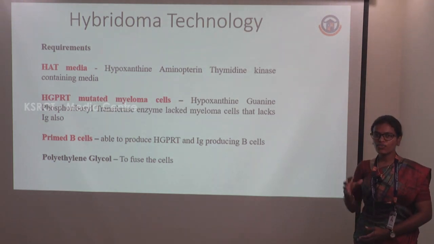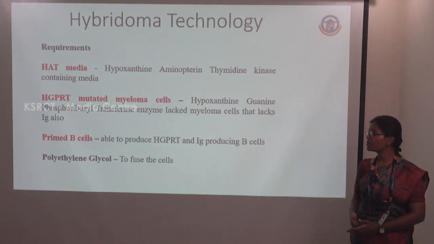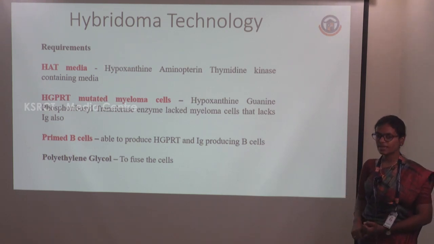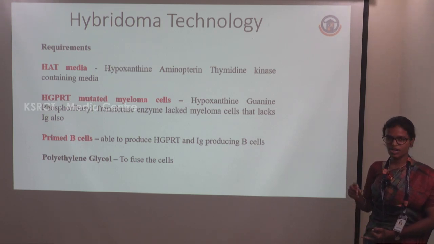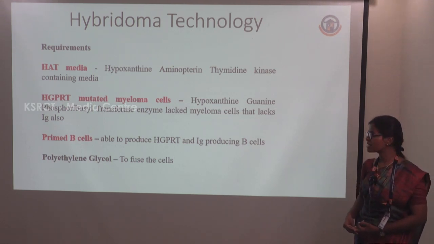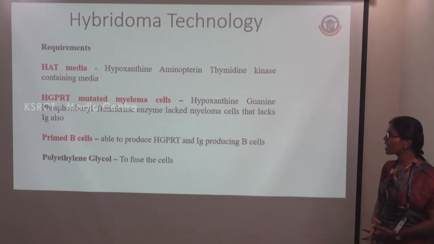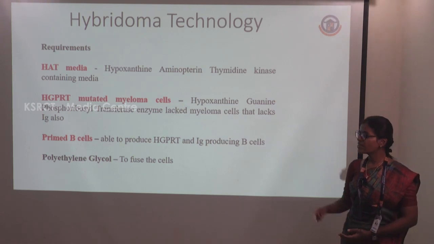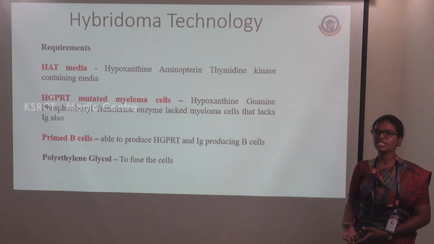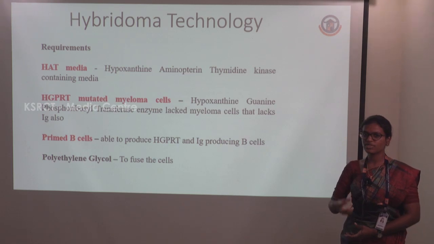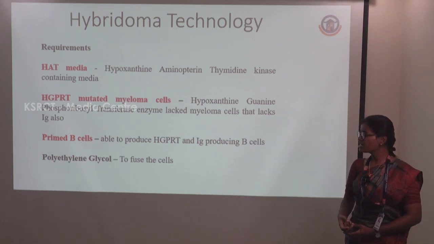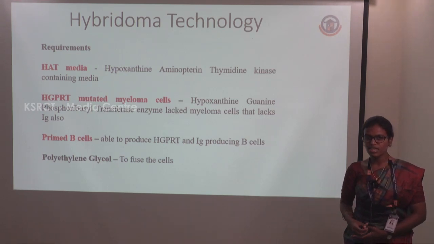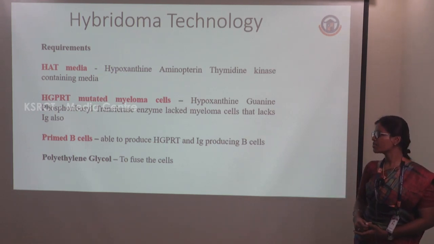Then we have to know first what the requirements for Hybridoma Technology are. We have to be clear about what HAT media, HGPRT mutated myeloma cells and primed B cells are. These are the requirements for Hybridoma Technology. HAT media is hypoxanthine aminopterin thymidine containing media. We are using this HAT media for culturing, to specifically identify and purify the hybrid cells. Then HGPRT mutated myeloma cells. Myeloma cells are cancer cells which are used to produce the monoclonal antibodies.